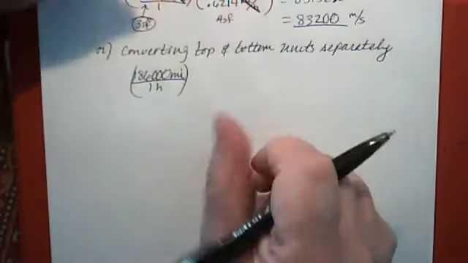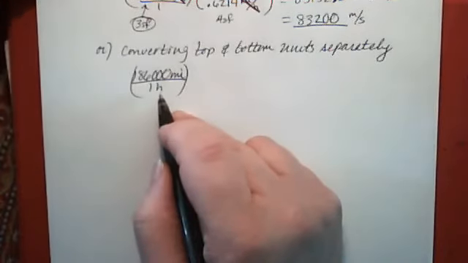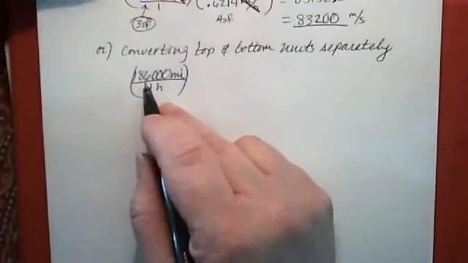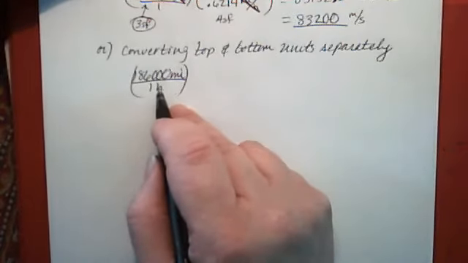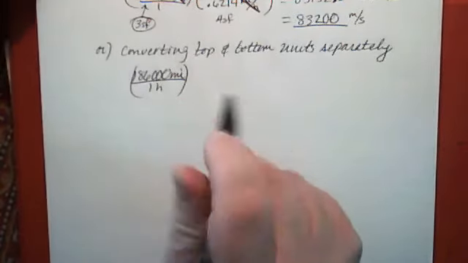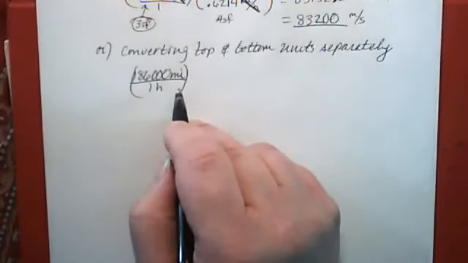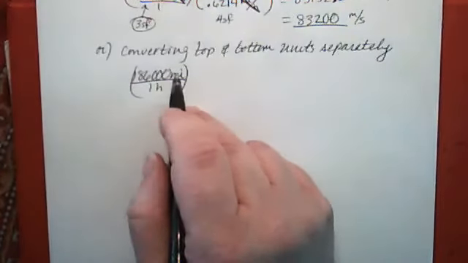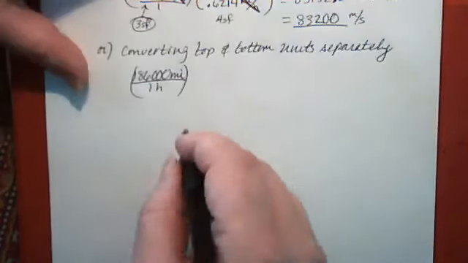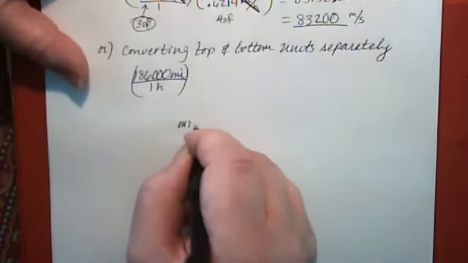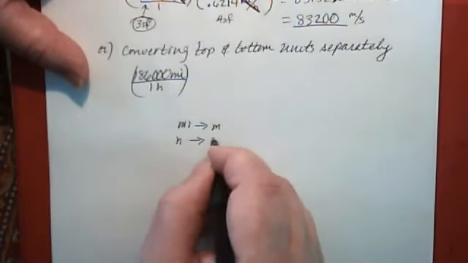If you're going to do that, though, if you're going to convert the top and bottom units separately, that would be a time when you would definitely want to write the number as 186,000 miles over 1 hour. Okay, so just so it is clear, what's on the top and what's on the bottom. It makes it easier to make sure that things cancel out and that the units work out right as you're working out the problem. Now, what we need to do is go from miles to meters, and we need to go from hours to seconds.